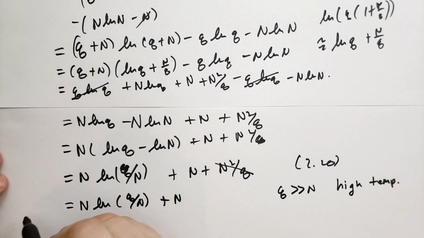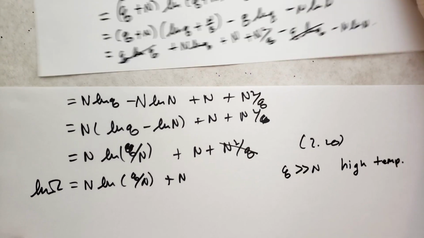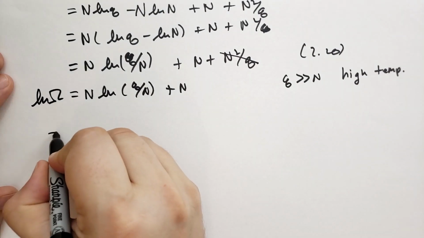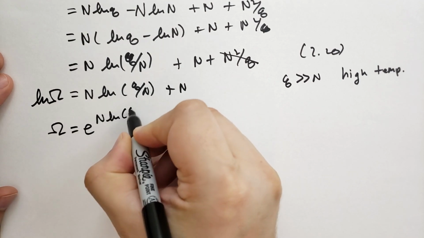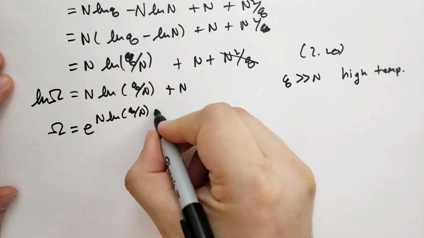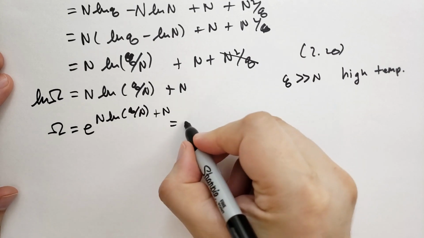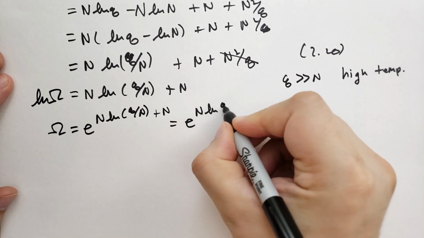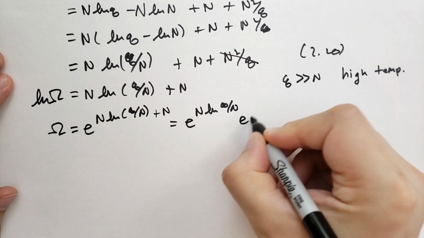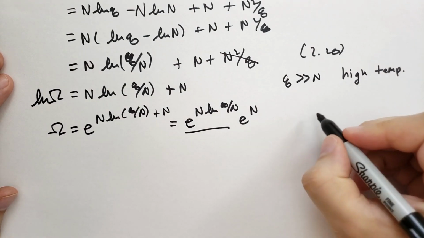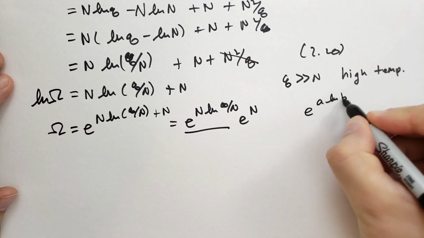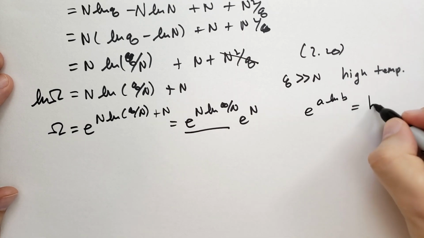And remember that this is the log of omega, right? So omega itself is equal to e to the n log of Q over N plus N, which we can just write as e to the n log of Q over N times e to the n. Now for this term here, we're going to remind ourselves that e to the a log b is the same as b to the a.